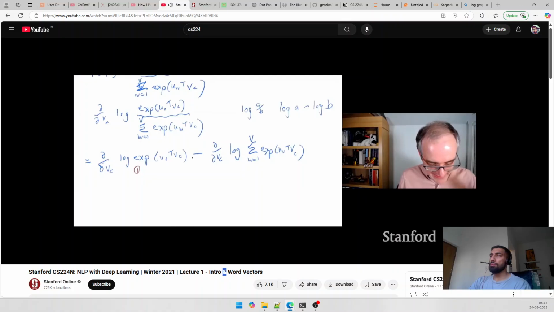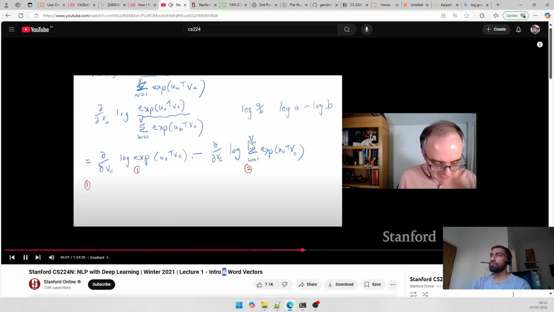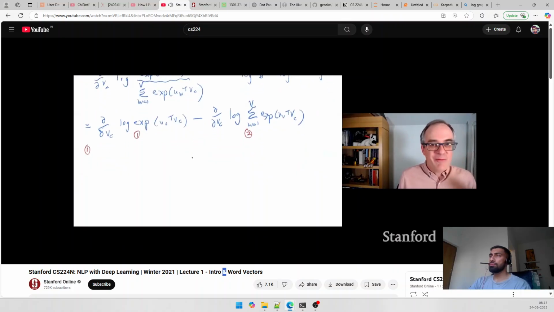Okay, so at that point, I have my numerator here, and the first part is the numerator part. The numerator part is really, really easy. Here log and exp are just inverses of each other, so they just go away. So that becomes the derivative with respect to v_C of just what's left behind, which is u_O.